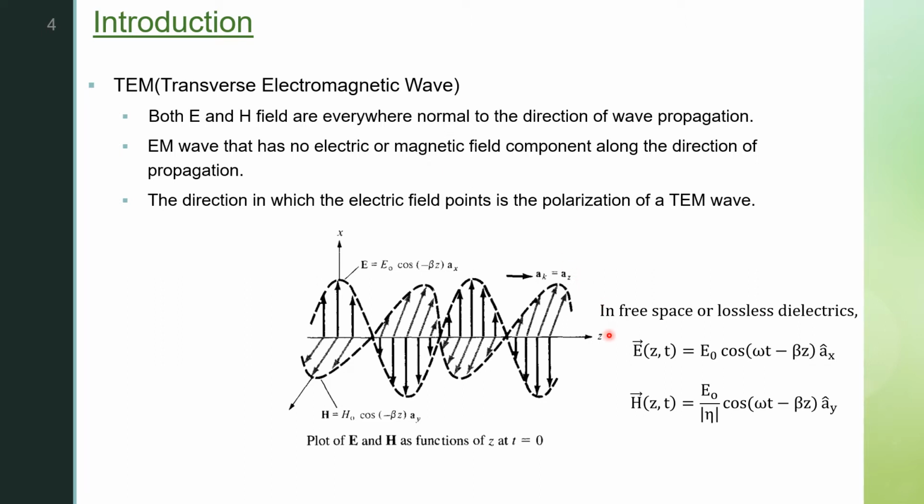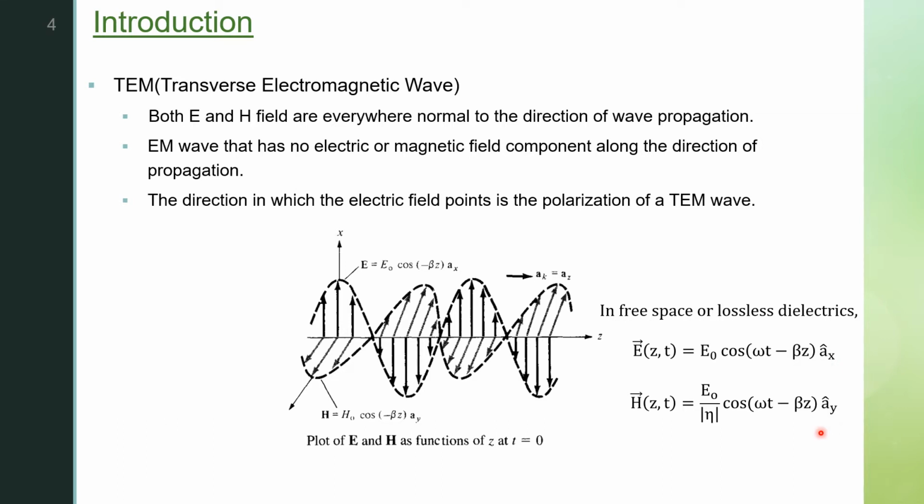When the wave travels through different media, suppose the medium is free space or lossless dielectric, the expression for electric field intensity and magnetic field intensity is given as this. Here, E0 represents the magnitude of electric field intensity and the wave is propagating along positive z direction and electric field is pointed along x direction whereas the magnetic field is pointed along y direction.